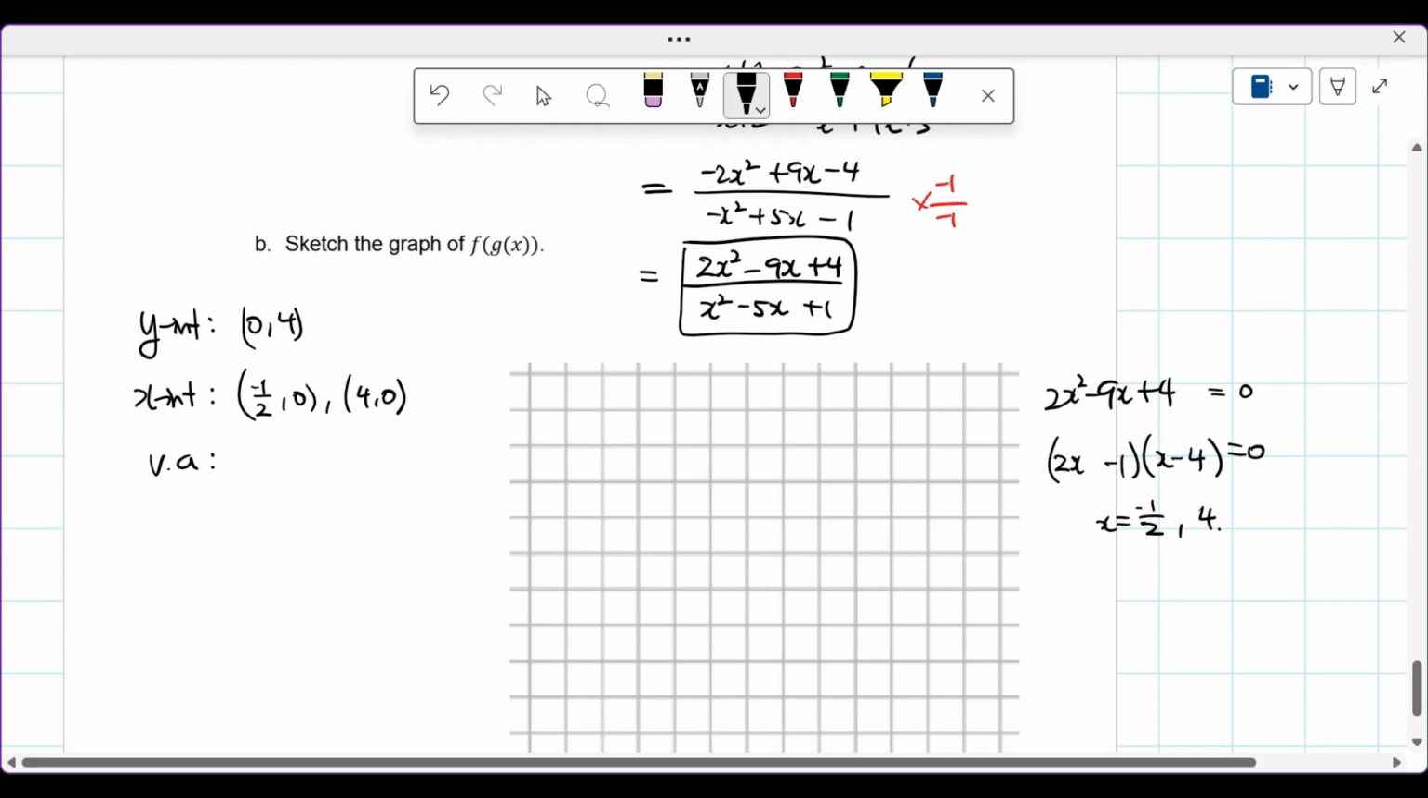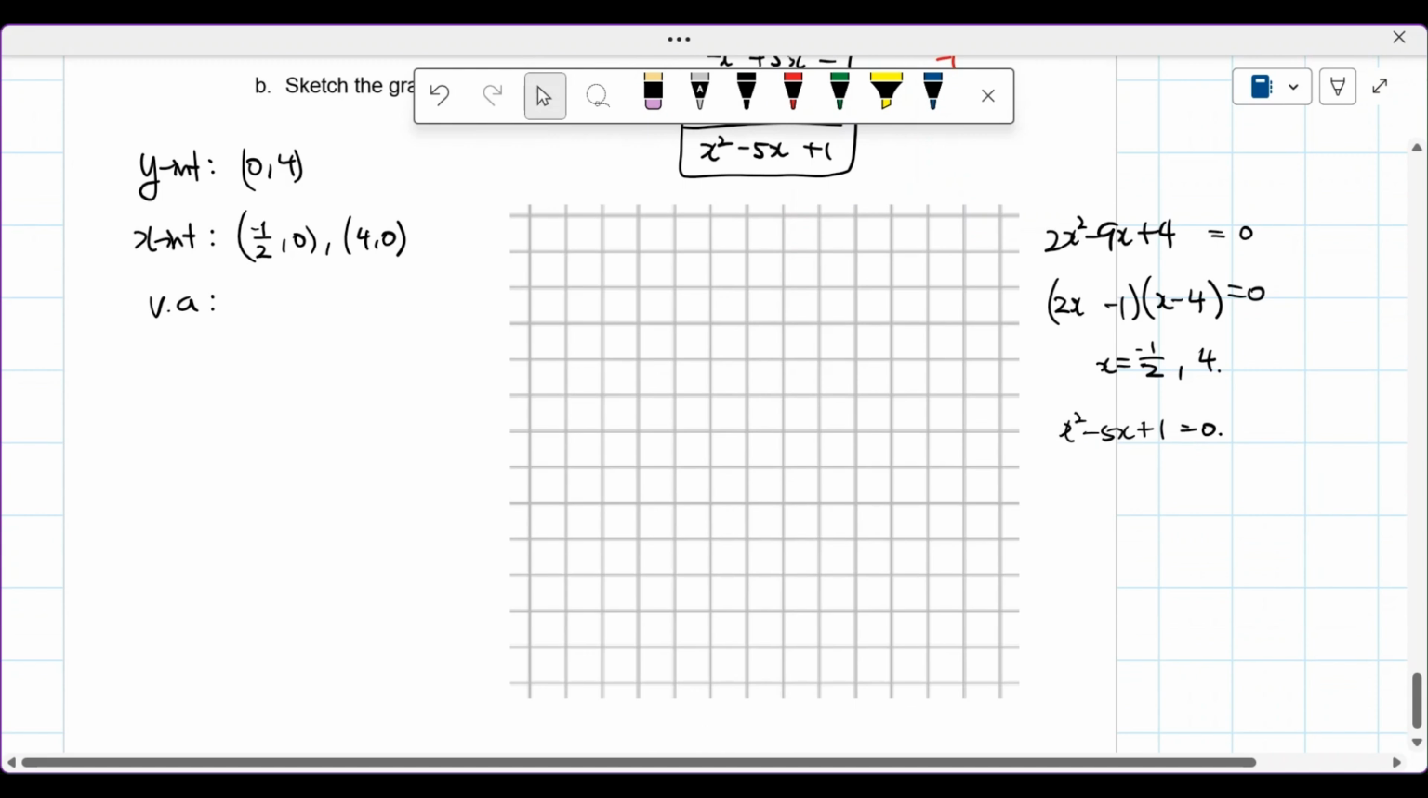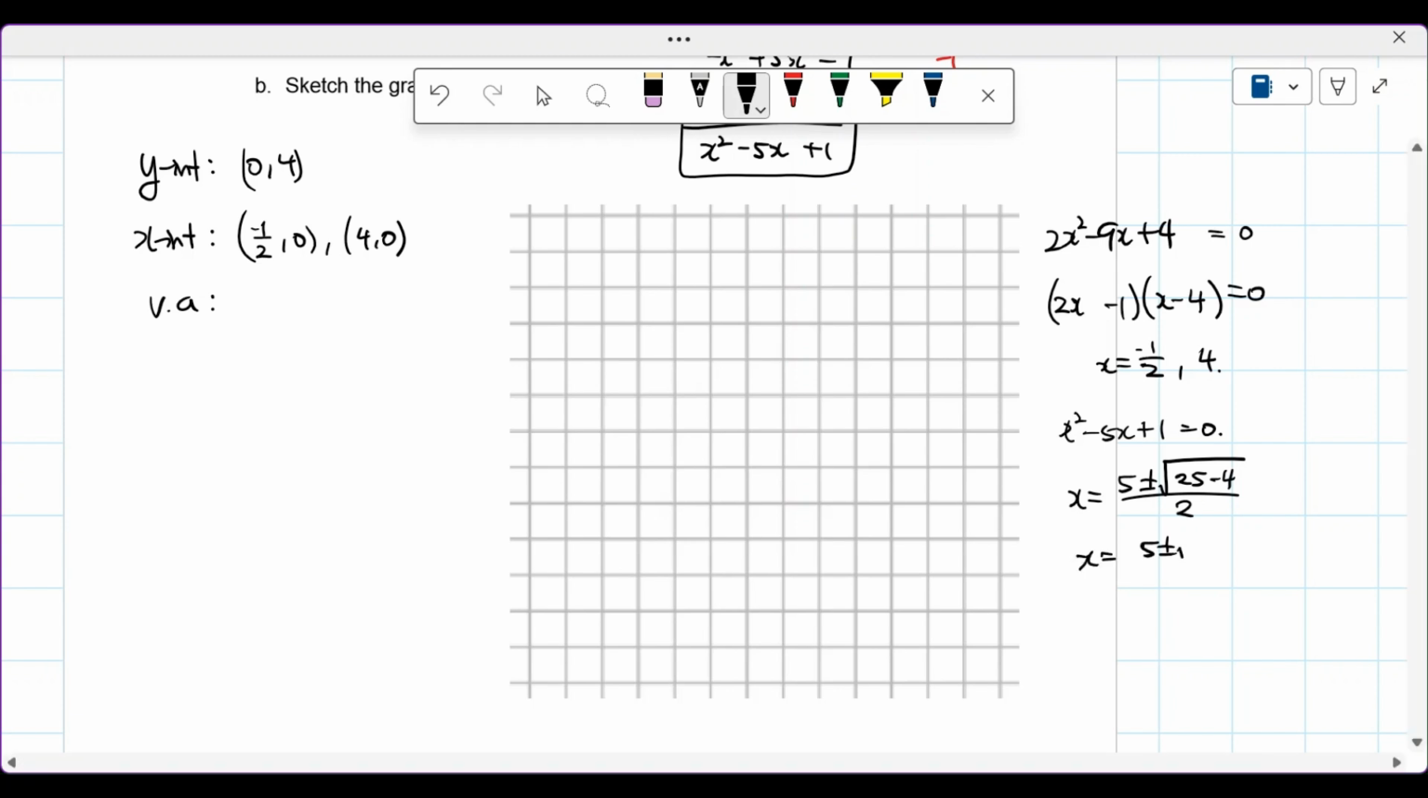Then let's find the vertical asymptote. To find the vertical asymptote, we need to solve the denominator equal to 0. I think I'll have to use quadratic formula in this case. So that's, what is that? x is equal to 5 plus minus square root of 25 minus 4 divided by 2. So that's 5 plus minus square root of 21 over 2.